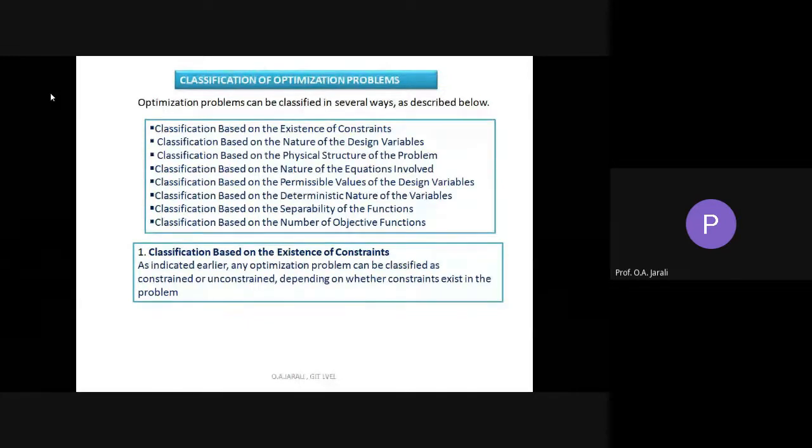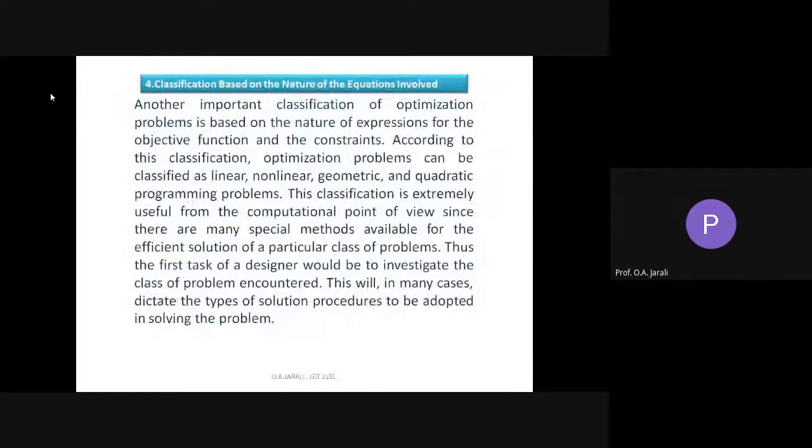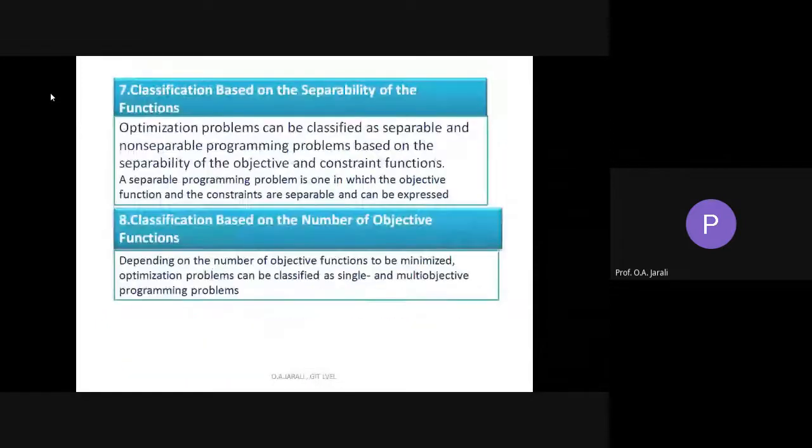Is it separable or non-separable, is it single objective function or multiple objective function. Accordingly, first you classify your problem and then you can go for solution of that problem. Is it okay?